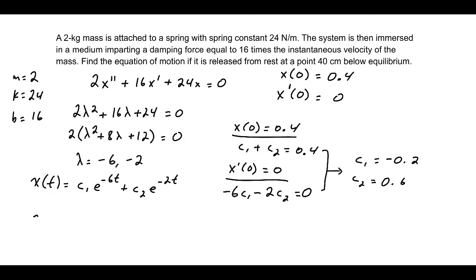This means that our equation of motion is x of t equals -0.2 times e to the -6t plus 0.6 times e to the -2t.